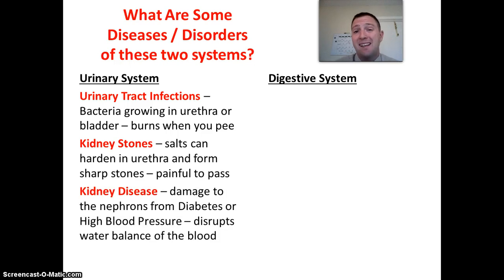Kidney disease is when you actually damage those nephrons in the kidneys. A lot of times that's from diabetes or high blood pressure, but there are other reasons too. What that's going to do is make it hard to regulate the balance of water in your blood. Too much water, bloated, don't feel well. Too little water, I'm dehydrated, don't feel well. So kidney disease really can complicate other matters because you're not getting the waste out of your blood or regulating the water in your blood. Okay? There are other disorders or diseases, but this is just a few.